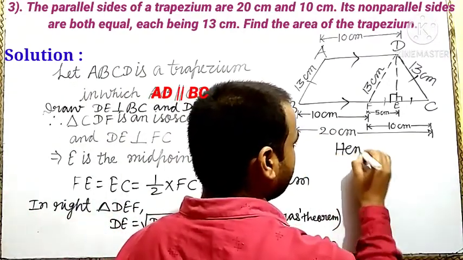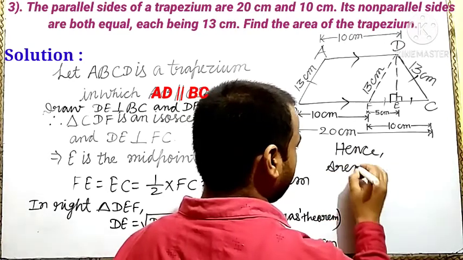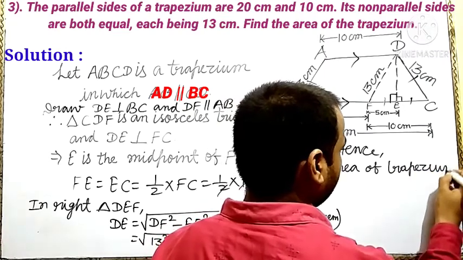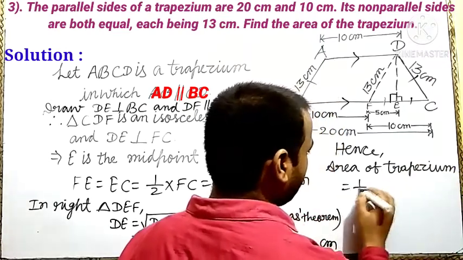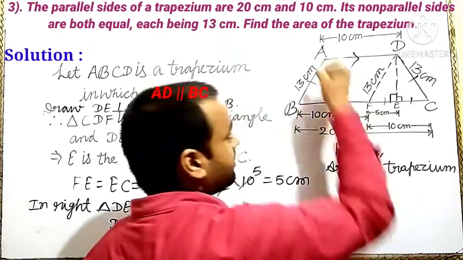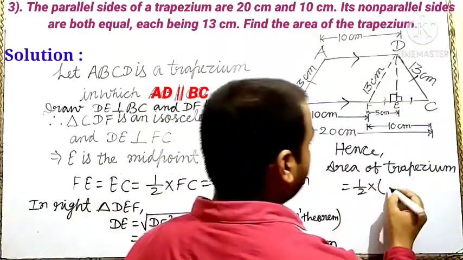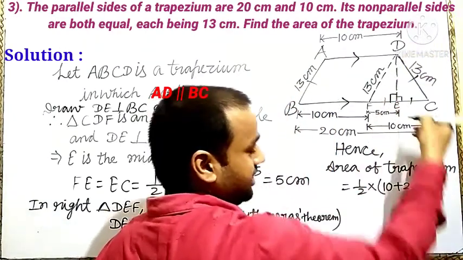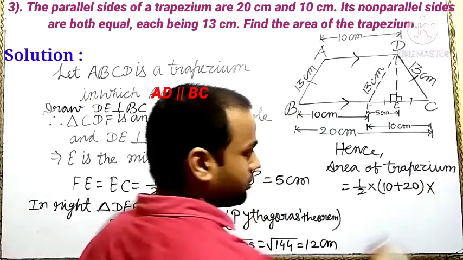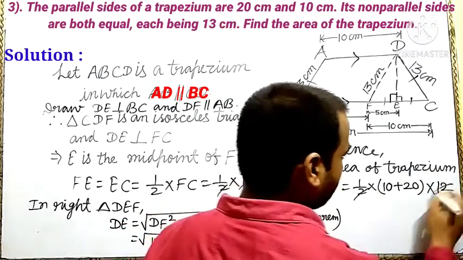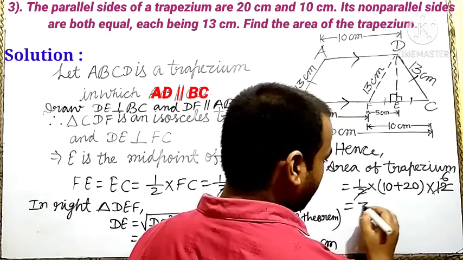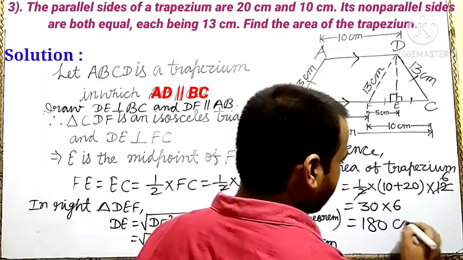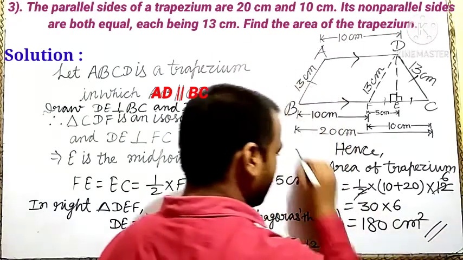So hence area of trapezium is half into sum of parallel sides. Here parallel sides AD and BC, AD is equal to 10, BC is equal to 20, into height. Here height DE, just find out, 12. 2 6s are 12. 10 plus 20, 30 into 6. We get 180 square centimeter. This is your required answer.